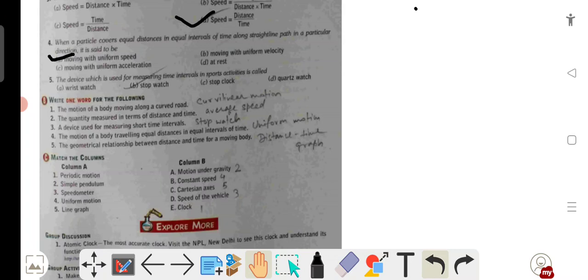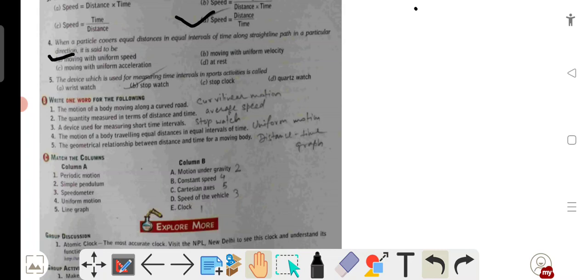The motion of a body traveling equal distances in equal intervals of time is a uniform motion. The geometrical relationship between distance and time for a moving body is the distance-time graph.